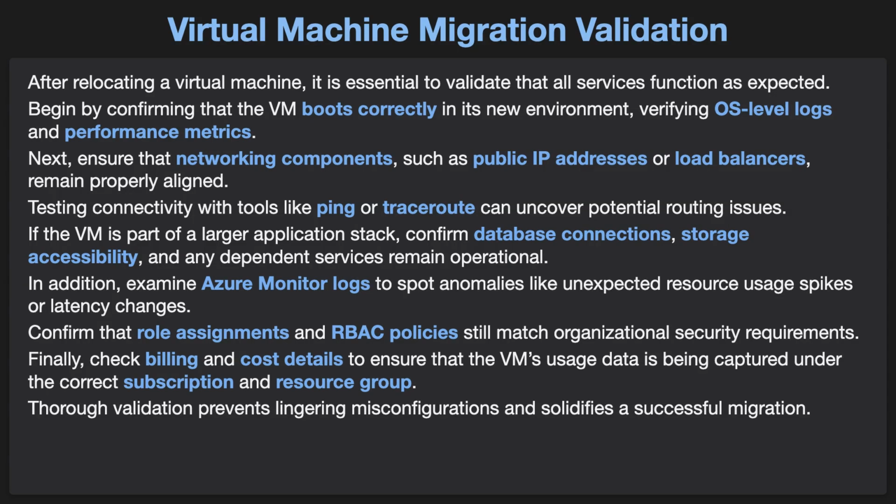Begin by confirming that the VM boots correctly in its new environment, verifying OS-level logs and performance metrics. Next, ensure that networking components, such as public IP addresses or load balancers, remain properly aligned. Testing connectivity with tools like Ping or Traceroute can uncover potential routing issues. If the VM is part of a larger application stack, confirm database connections, storage accessibility, and any dependent services remain operational. In addition, examine Azure Monitor logs to spot anomalies like unexpected resource usage spikes or latency changes.